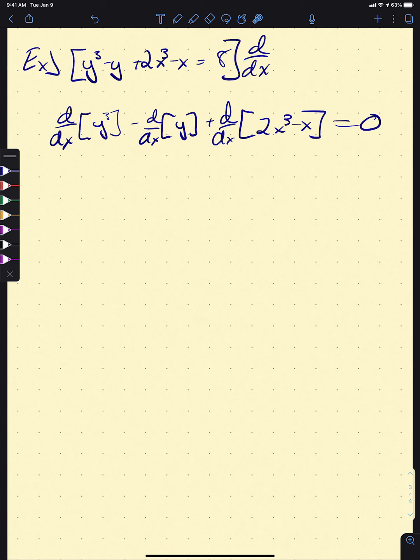But we can follow the same idea, right? We can treat y as some generic function of x. So d/dx of y cubed is going to be 3y squared y prime, right? Minus d/dx of y, using once again our chain rule here, right? This is just going to come out to y prime. And then plus, it looks like 6x squared minus 1 equals 0, right?